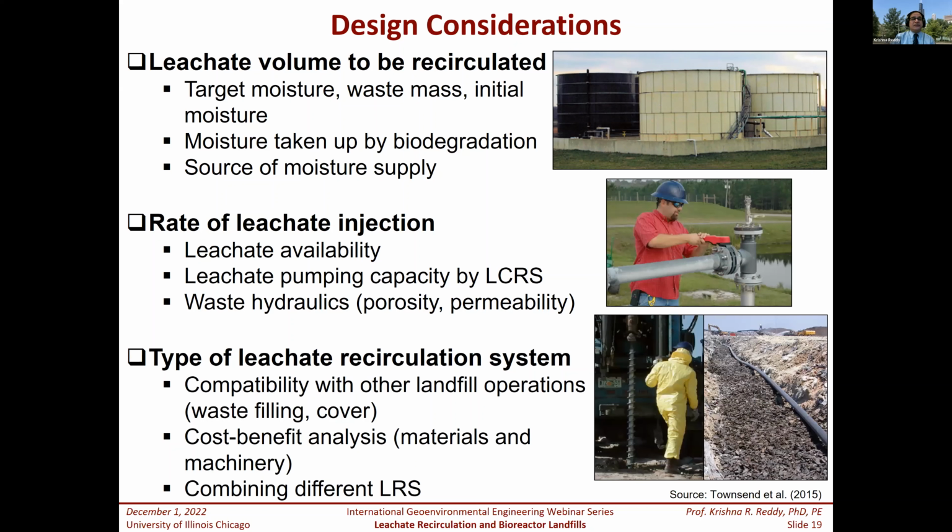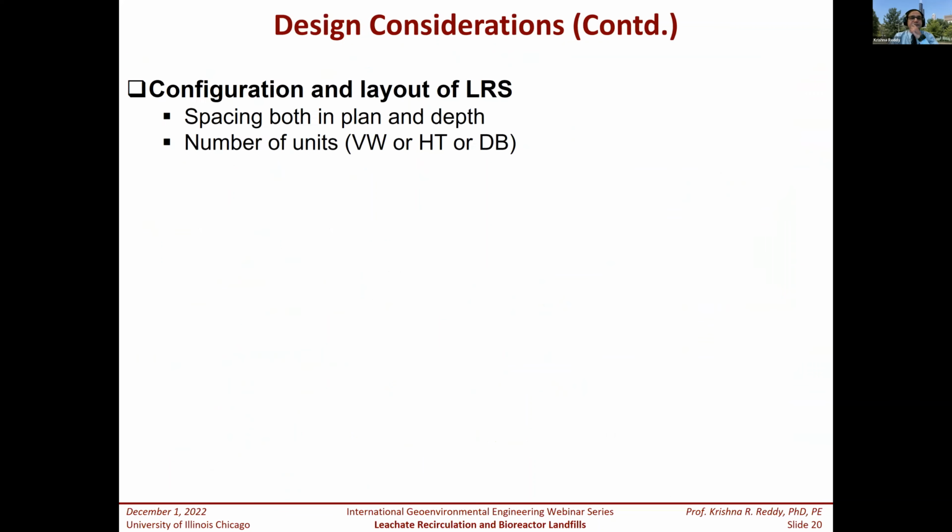And then, what is the type of leachate recirculation system that you have? As I mentioned, you have trenches and vertical wells. Those are common. You need to look at the cost-benefit analysis. What construction materials do I have? And maybe you can use a combination of different leachate recirculation systems. I've seen people using surface spray and a trench system combined.